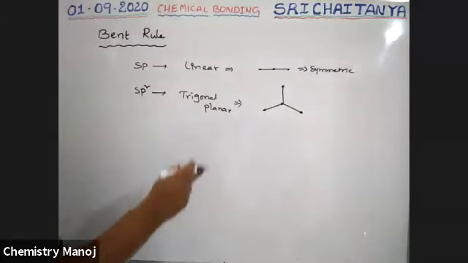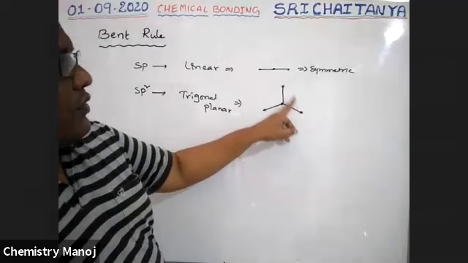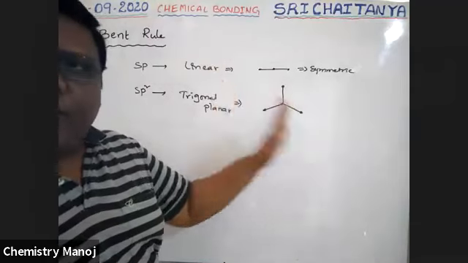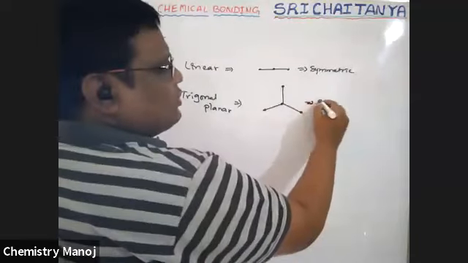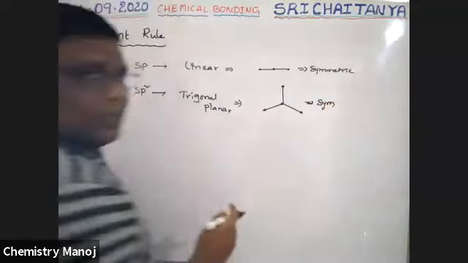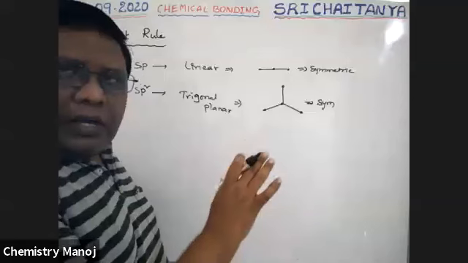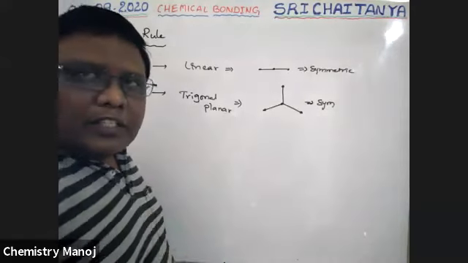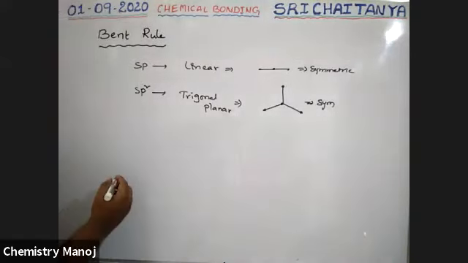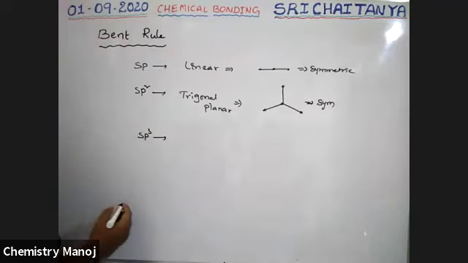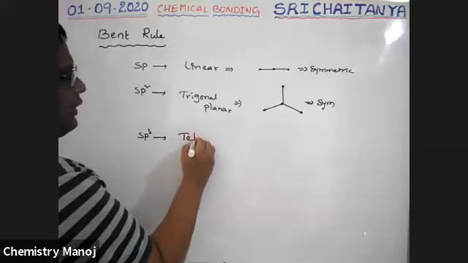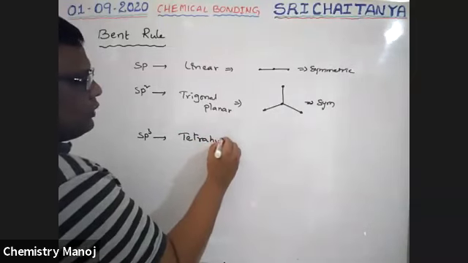So all the four atoms are in the same plane. Number of planar atoms is 4, and this is also symmetric. That means equal on all sides, a symmetric structure. That is sp3 hybridization. sp3 hybridization means tetrahedral.